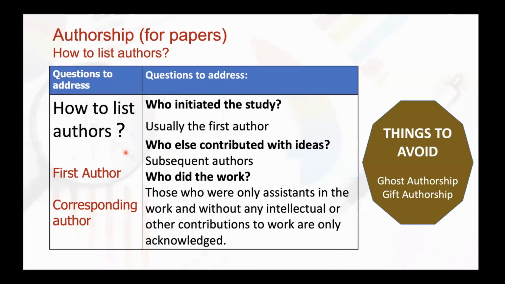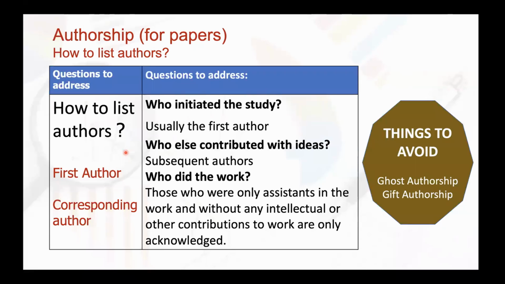The first author is very important because many universities now insist that when a PhD student submits a paper, he or she should be the first author. Some of the universities have now passed an order like that, which you have to keep in mind. That means if it's a PhD work, then you have to be the first author in at least one paper.